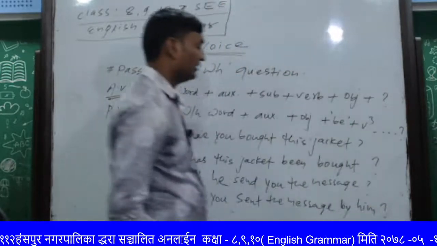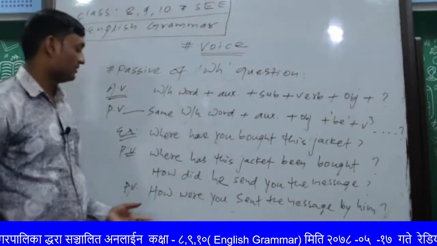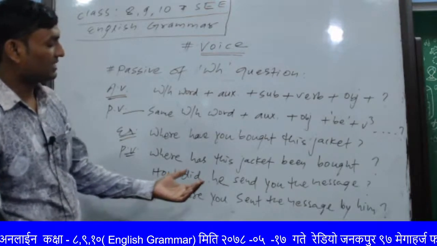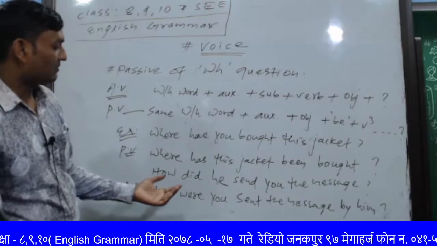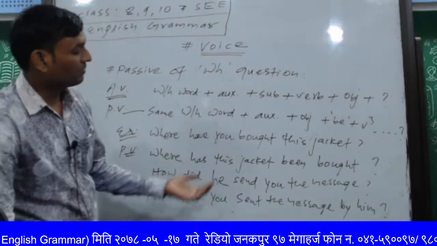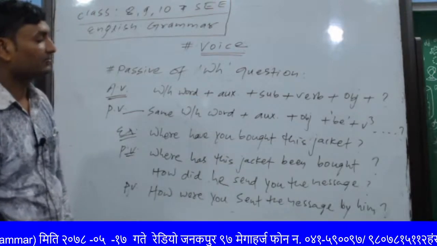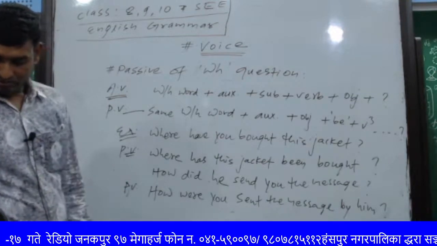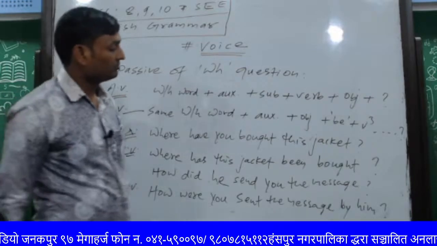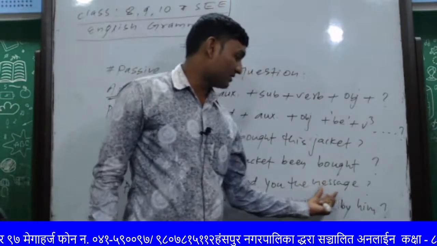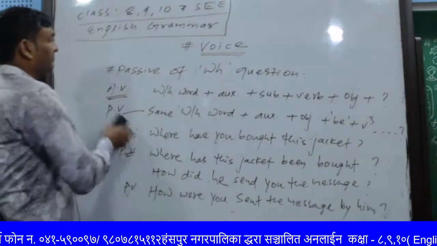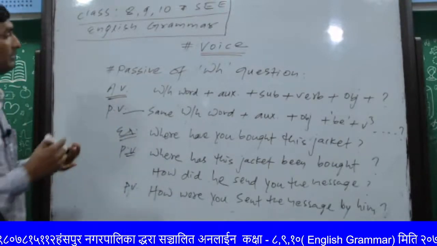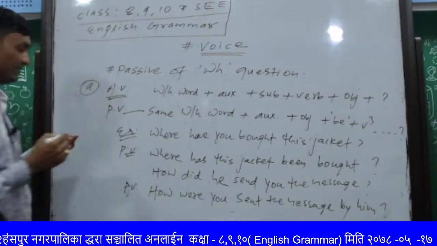Question mark. Another way we can also change this sentence into passive: how the message. So, how was the message sent to you by him? When you want to change from the second object, then in this way we can change. So this one is number A, passive of WH question.